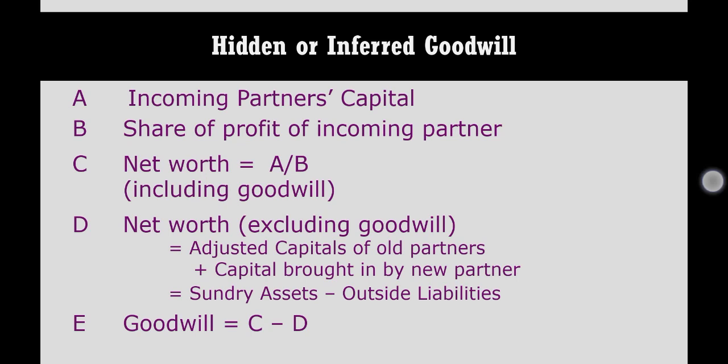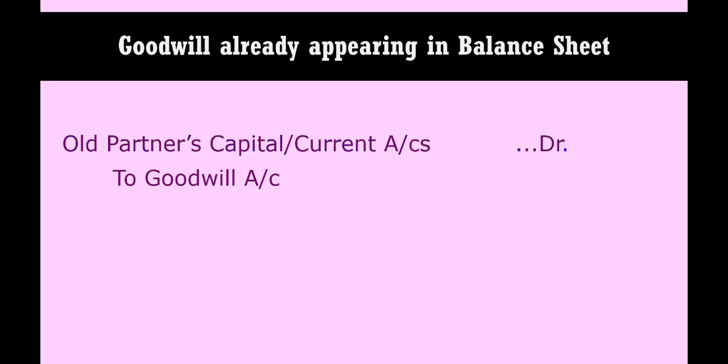Now, one more method: when goodwill is already appearing in the books of accounts, or in the balance sheet. If we see the balance sheet and there is goodwill, this goodwill we have to distribute among ourselves before the new partner joins. As we know, goodwill is an intangible asset. Being an asset, it has a debit balance. Now to distribute this, we will credit it. Then we will give this to the partners. So old partners' capital or current account debit. This will be distributed among old partners in their old profit sharing ratio.